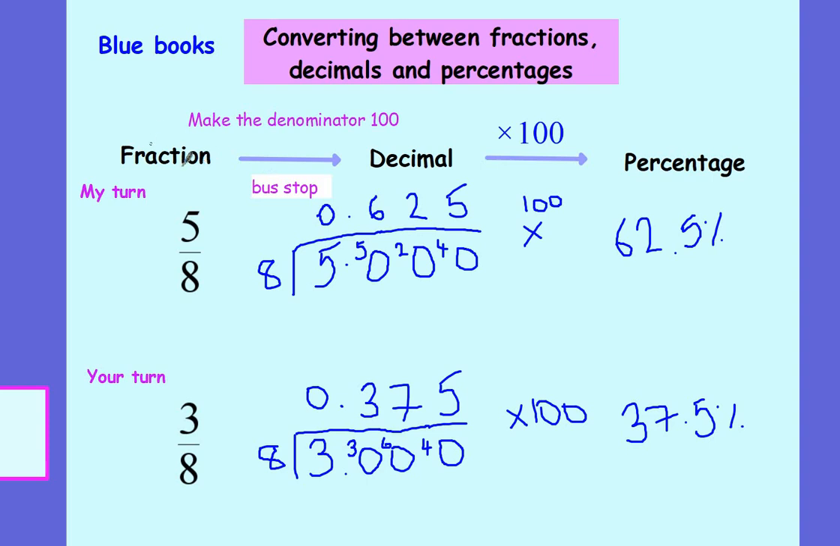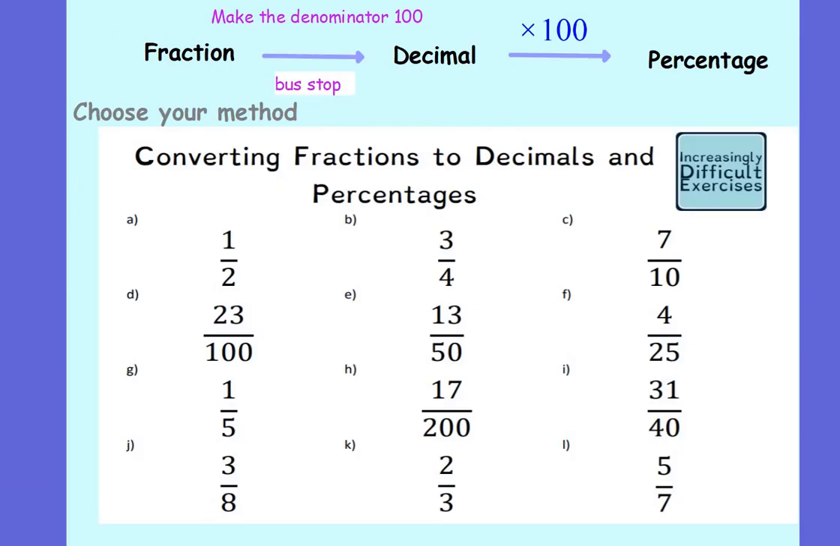So we've gone through multiple methods of going from fractions to decimals and percentages. We've said make the denominator 100 or bus stop. Can you please pause the video now for about 10 to 15 minutes and have a go at these questions in your light blue books? Can you convert these fractions into both decimals and percentages for me? You can choose which method you want to use, whether you want to make the denominator 100 or the bus stop method. Remembering, if you use the bus stop method and get a decimal, you need to multiply by 100 to get the percentage. If you make the denominator 100 and get a percentage, you need to divide by 100 to go the other way to get a decimal. Pause the video now for 10 to 15 minutes and have a go.